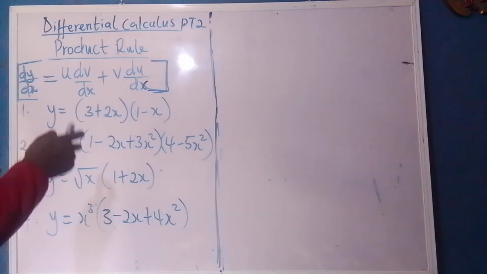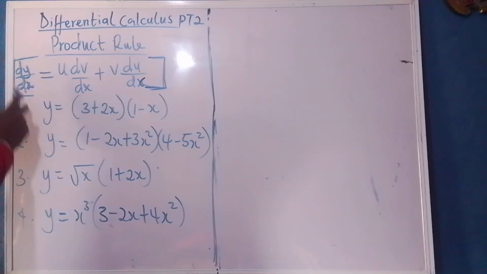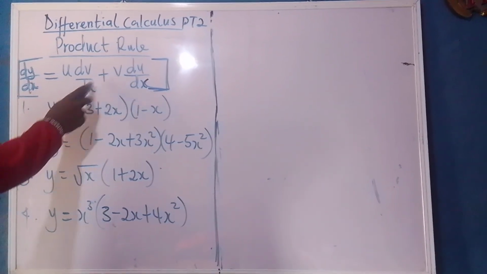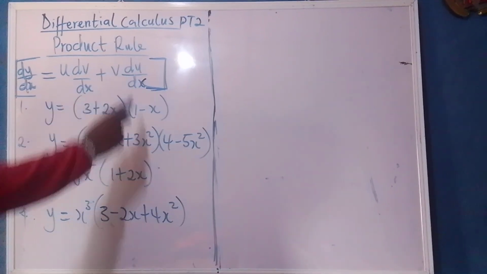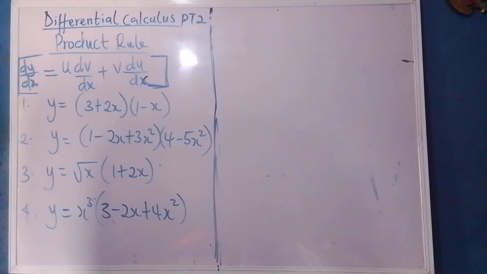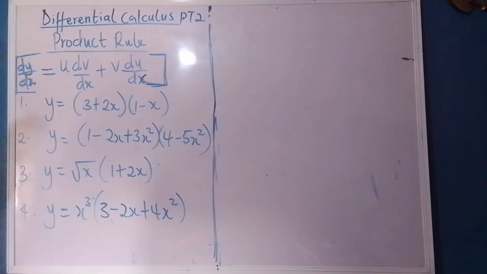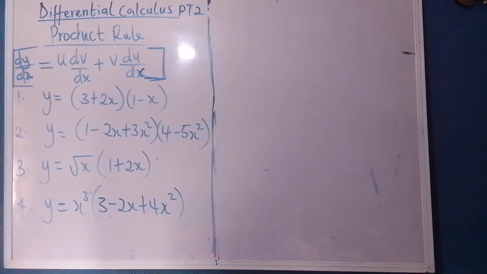So guys, this is product rule now. So this is the formula for product rule that says that dy over dx equals u dv over dx plus v du over dx. Do you understand? So this is the formula for product rule, and how to solve it is what I'm going to be teaching us, how to apply the formula to solving any problem like that.